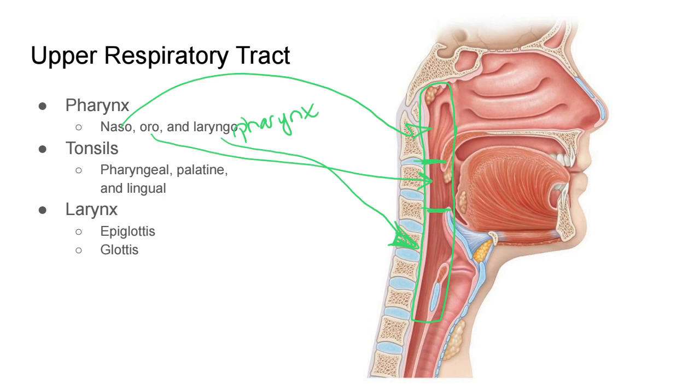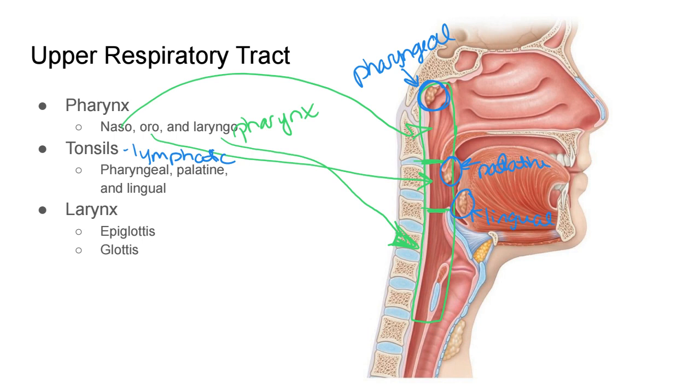Okay, the tonsils are lymphatic tissue. So lymphatic tissue is a type of immune tissue. So they are lymphatic tissue, and we have 3 basic clusters of them: the pharyngeal, the palatine, and the lingual. Okay, so the pharyngeal would be up here in the high back of the throat, base of the nasal cavity. These would be the palatine at the end of the palate. And these would be the lingual at the base of the tongue.